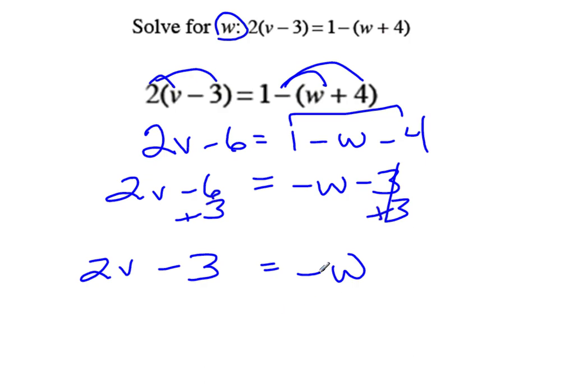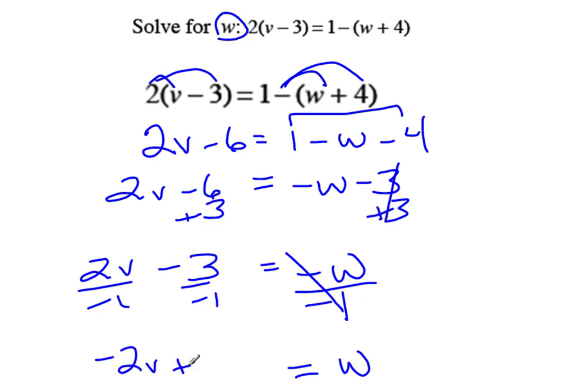Looks like I'm done, except there's a negative in front of the W sign. So we got it's in front of the W, so let's get rid of that thing. You're basically dividing by negative 1 to get rid of that. Or multiplying by negative 1, or flipping it around, however you want to look at it. So I'm going to divide this by negative 1 and divide this by negative 1. So I get W is the same as negative 2V plus 3.